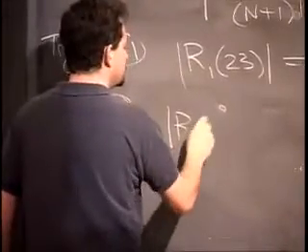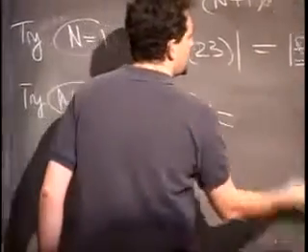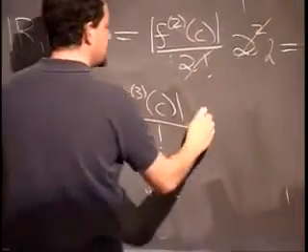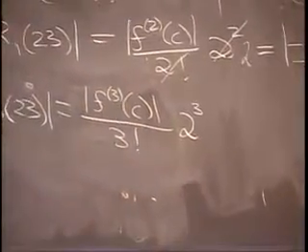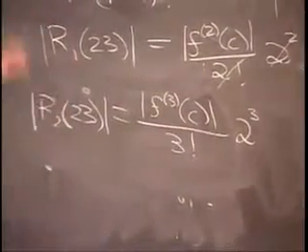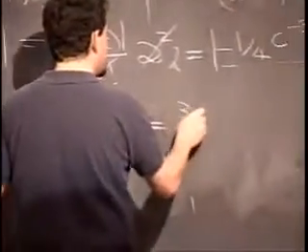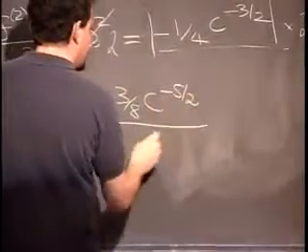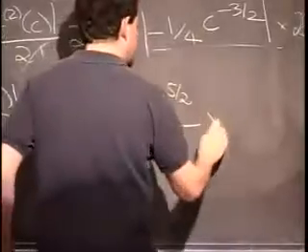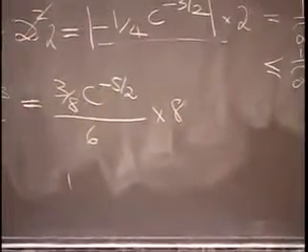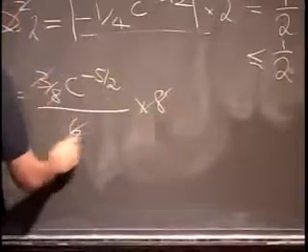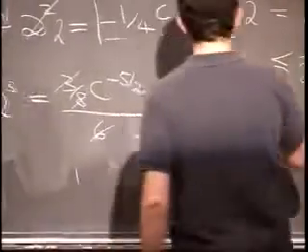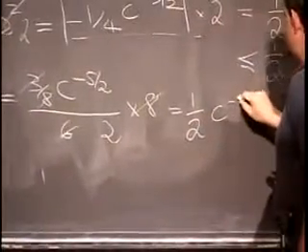So, R2 of 23 is the absolute value of the third derivative over 3 factorial times 2 cubed, using the same formula. And the third derivative is 3/8 times c to the minus 5 halves. So this is 3/8 times c to the minus 5 halves divided by 6, because that's 3 factorial, times 8. Well, 8 and 8 cancel. 3 and 6 leave us with a 2. And let me write it out one more time. It's 1/2 c to the minus 5 halves.